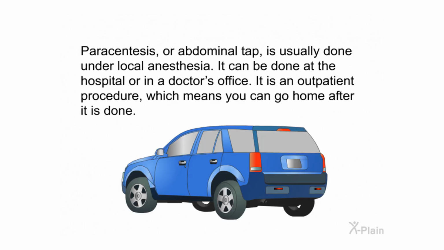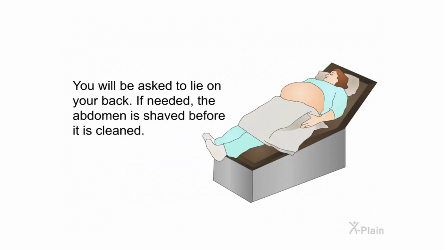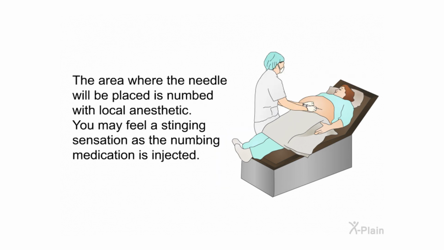Procedure. Paracentesis or abdominal tap is usually done under local anesthesia. It can be done at the hospital or in a doctor's office. It is an outpatient procedure, which means you can go home after it is done. You will be asked to lie on your back. If needed, the abdomen is shaved before it is cleaned. The area where the needle will be placed is numbed with local anesthetic. You may feel a stinging sensation as the numbing medication is injected.